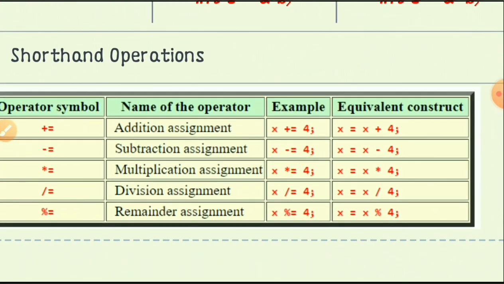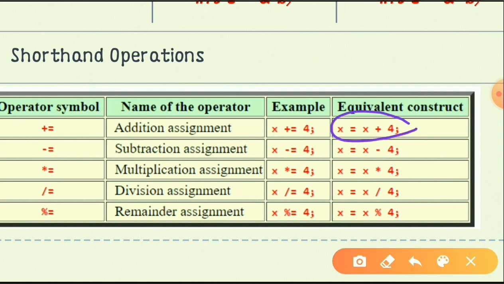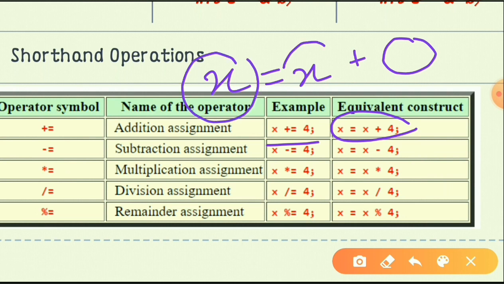For the operator x equals x plus 4, we can write x plus equals 4, but there is a rule we have. If you have x equals x plus something over here, then on this side and the first side, both of these variables should be equal for writing shorthand operations. If these are not equal, then shorthand operations should not be performed.